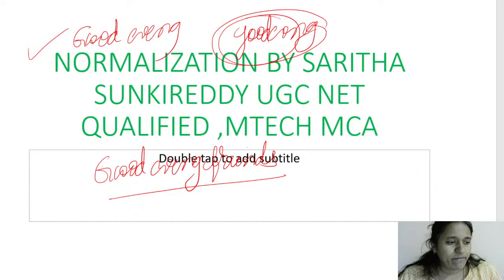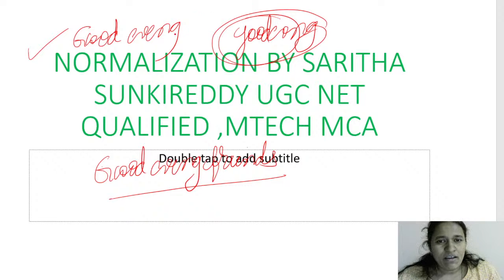Now today we will see what is normalization, and some important GATE previous questions also we will solve. Normalization is the process of elimination of redundancy and of anomalies like insertion, deletion and modification. Normalization means we will delete the redundancy of data while inserting, deleting or modifying relations.